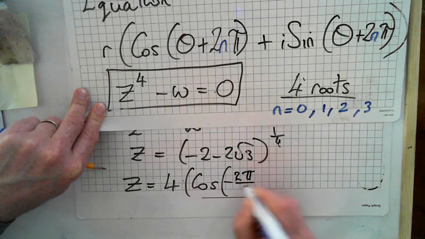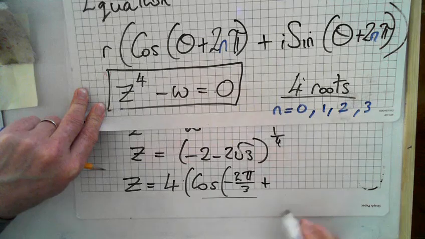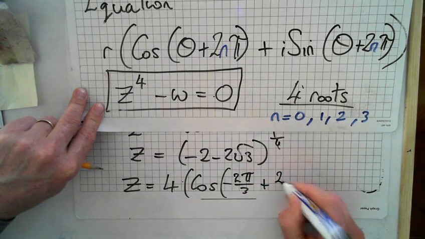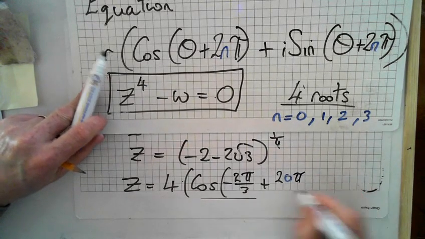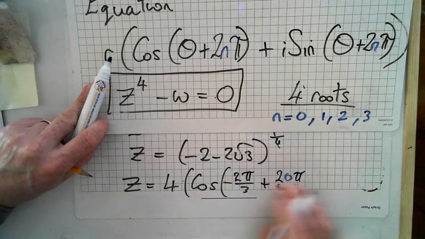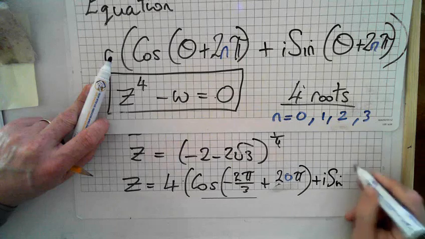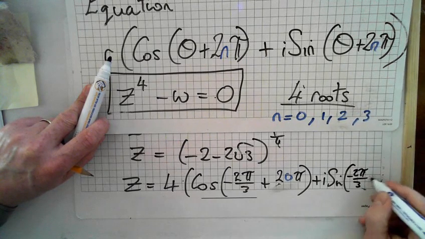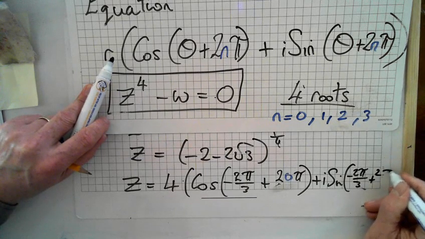Then bracket, cos, what was theta? Minus 2 pi over 3, that was the argument, remember the angle, plus, now we're doing it for the first time, so n is equal to 0, plus 2 times 0 pi, bracket, plus i sine minus 2 pi over 3 plus 2 times 0 pi.